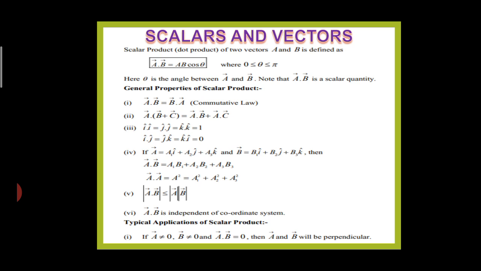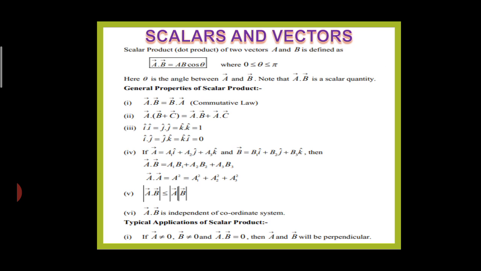Okay. Next, scalars and vectors. What is a scalar? A quantity that has only magnitude and algebraic sign is called a scalar or scalar quantity. For example, mass, density, pressure, volume, etc. are scalar quantities.